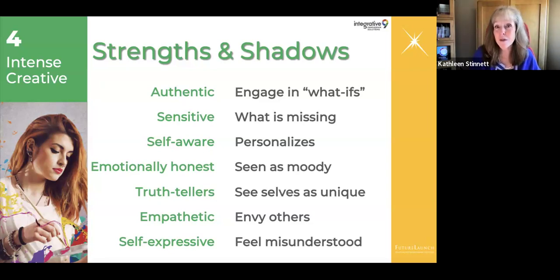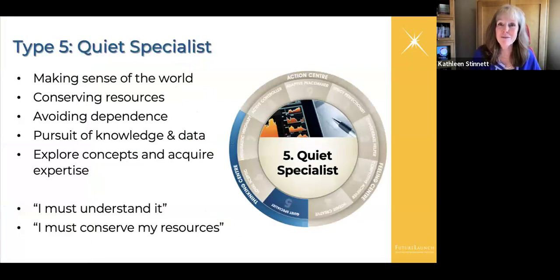So often our 4s thrive better on the outside of our organizational structures, where authenticity and self-expression perhaps may be more welcomed. Our 5 moves us into the thinking triad. So the 5 is the quiet specialist.